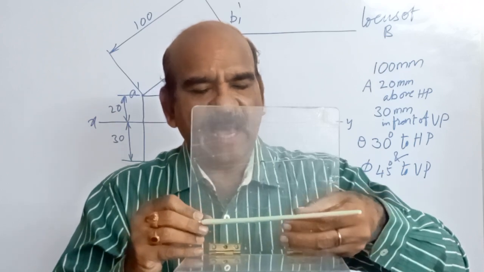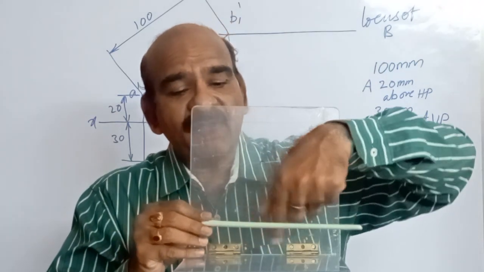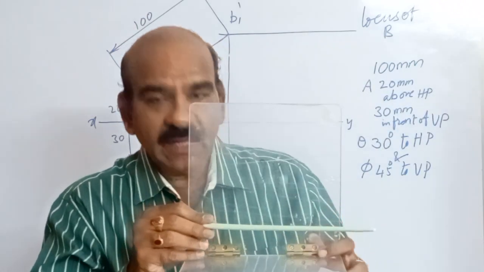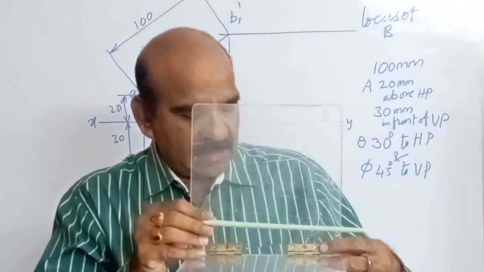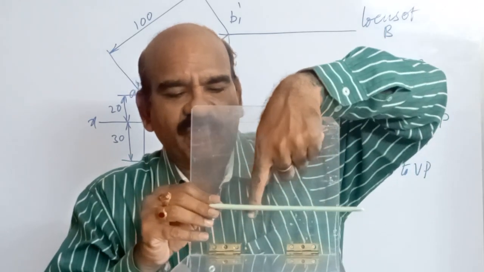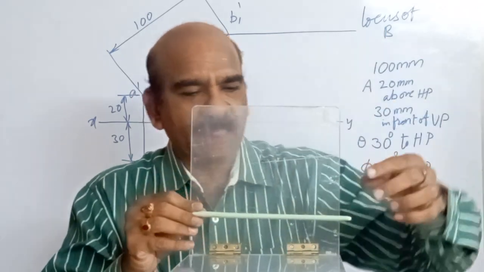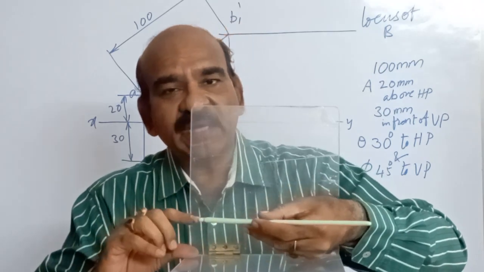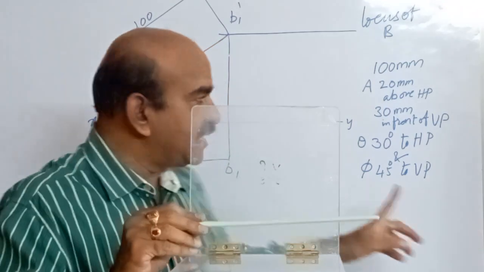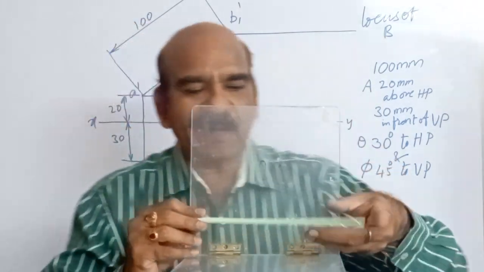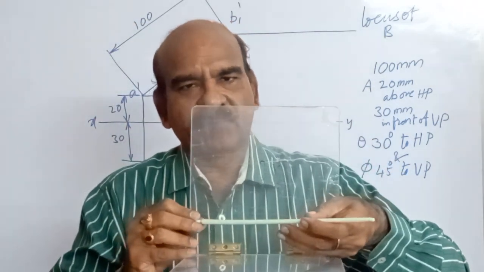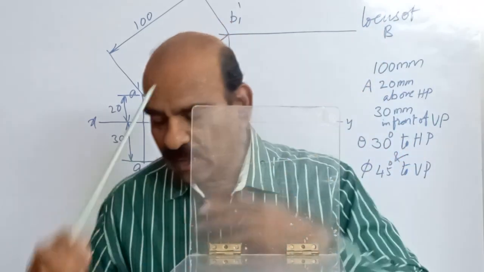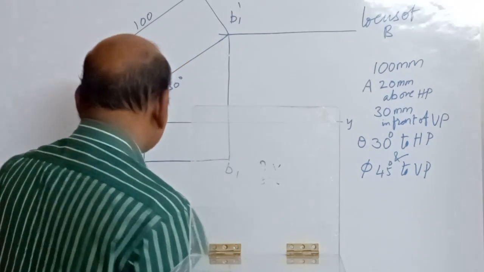The line is parallel to HP, making 45 degrees angle with VP. Hope I made it clear, right? Is it visible? This is making 45 degrees angle with the VP and parallel to HP. The entire line is 20 mm above HP. Point A is 20 mm above HP. So the entire line is 20 mm above HP. So in this position we draw the projections. How? Let's draw it here.